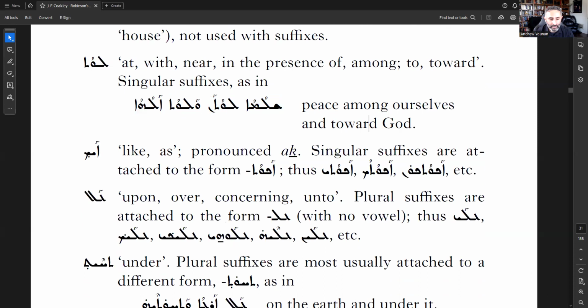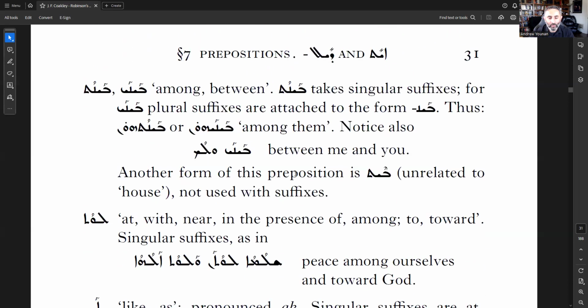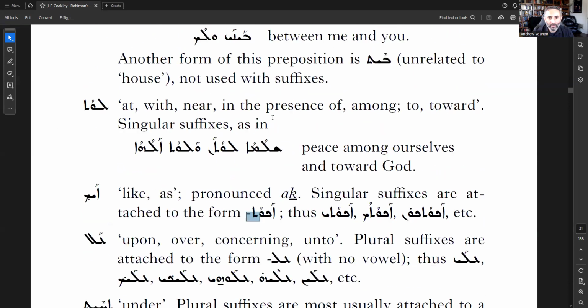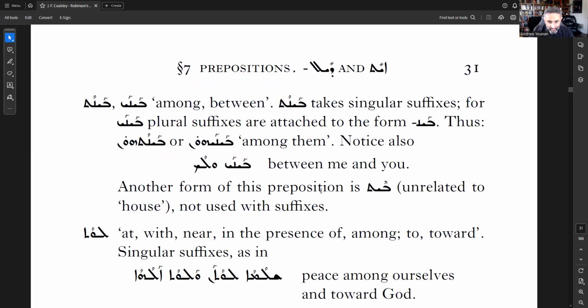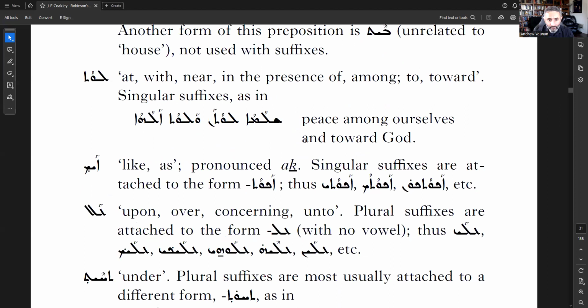Ach means like or as. Singular suffixes are attached to the form achwath. So ach, if you just use it by itself, means like or as. If you want to say like him, you say achwath. So you have to add this tau at the end, just like whatever word before, beinath. Or there was another one too, mutolath. So you have to attach that tau before you attach the endings.